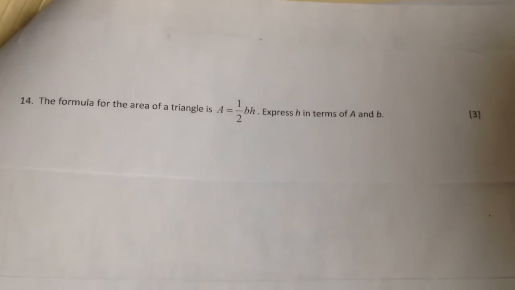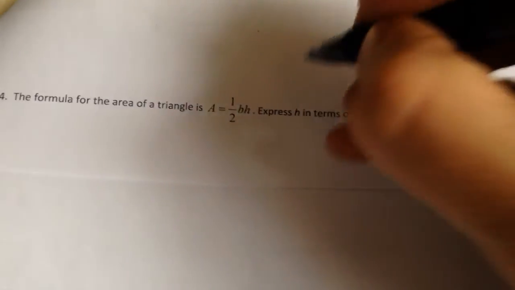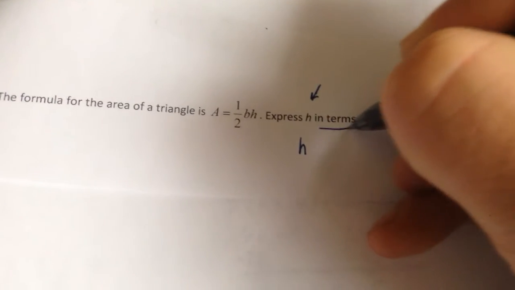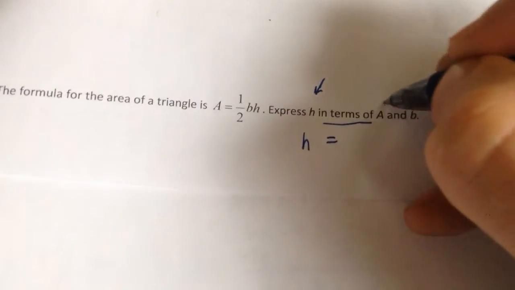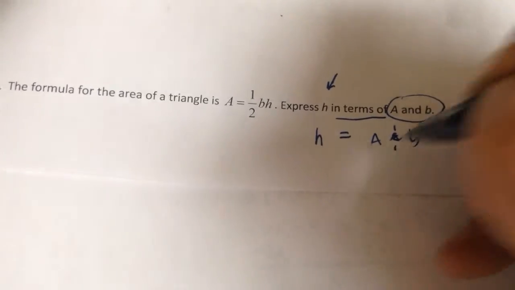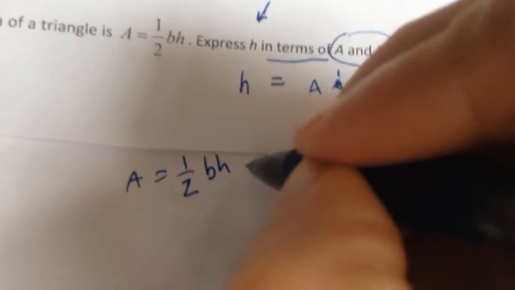The formula for the area of a triangle is area equals 1/2 base times height. They want you to express h. That means they want h to be by itself, in terms of a and b, on the other side of the equals sign. So I get h by itself. So what I'm going to do here first is multiply both sides by 2.